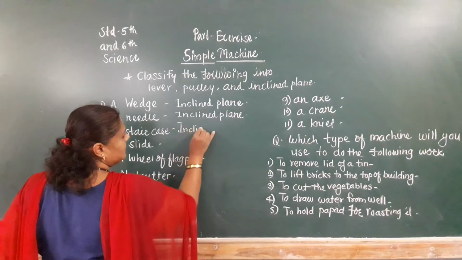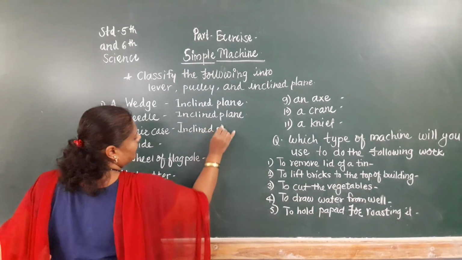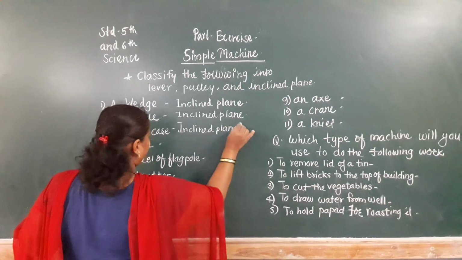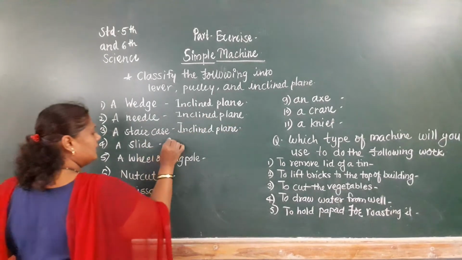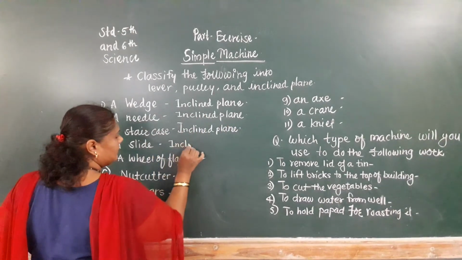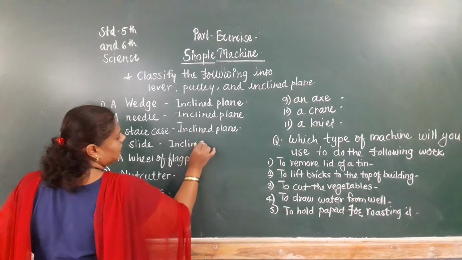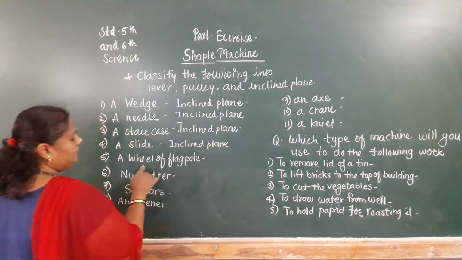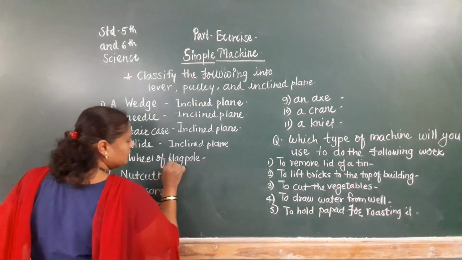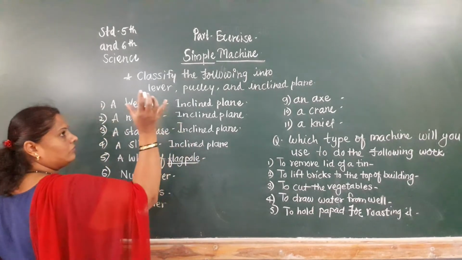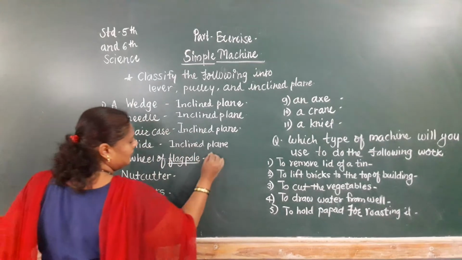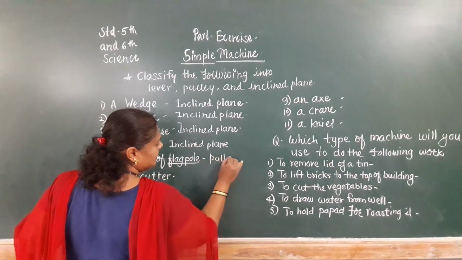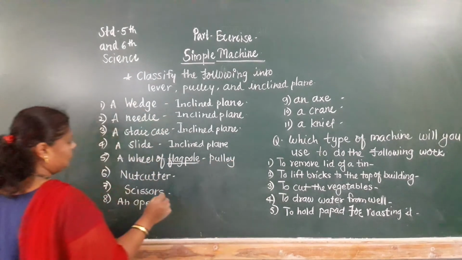Okay. A staircase is also an inclined plane. म्हणजे जिना, staircase म्हणजे काय? जिना. It is also an inclined plane. A slide, inclined plane. A wheel of a flag pole, झेंड्याचा जो वरचा भाग असतो, पुली, त्याला काय असते? पुली असते की ज्याच्यावरून दोरा खालीवर होत असतो.